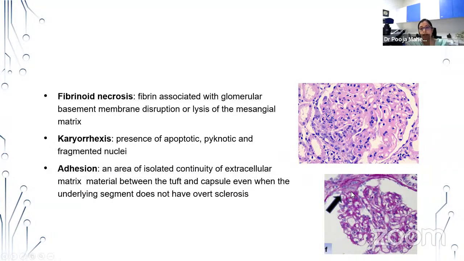And adhesion was also defined recently as an area of isolated continuity of extracellular matrix material between the tuft and capsule, even when the underlying segment does not have overt sclerosis. Sometimes there is confusion whether this is a partial crescent, sclerosis, or adhesion. So now this is defined.